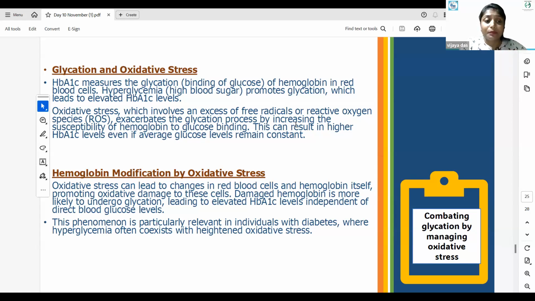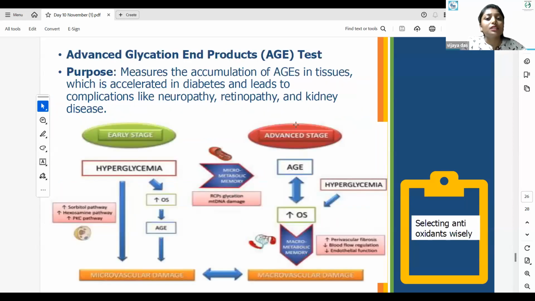So what we can understand is that if somebody has a higher HbA1c level, then surely the body is suffering from higher oxidative stress as well. So we can not only cut down the glucose, but we must also make sure that the oxidative stress is reduced. And we can surely do that by managing or promoting the antioxidants. By promoting the antioxidants, we will reduce the rate of glycation.